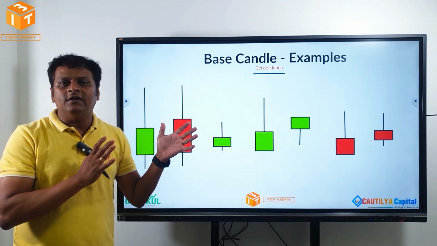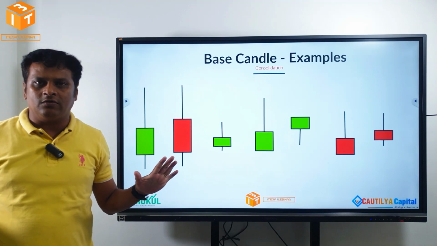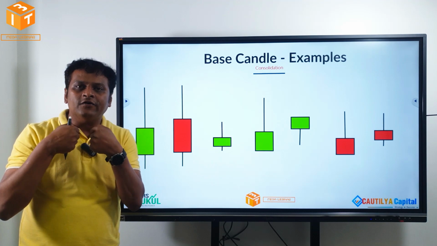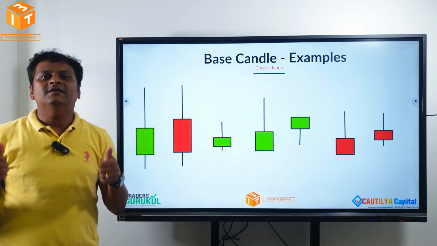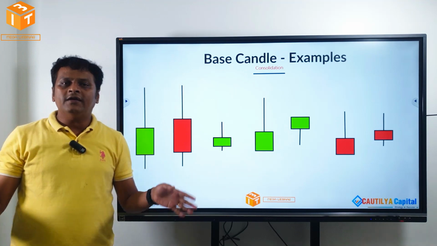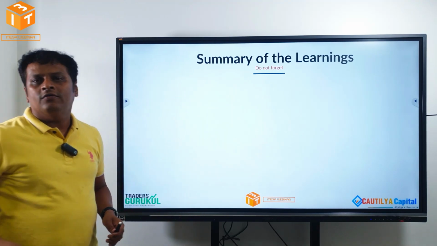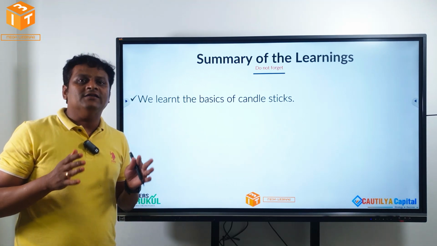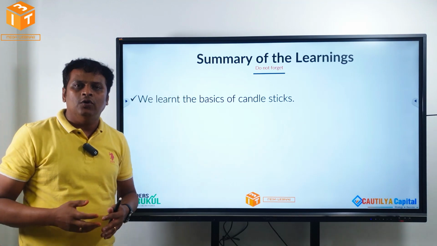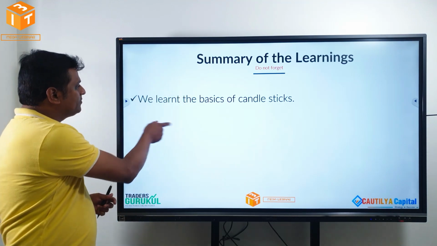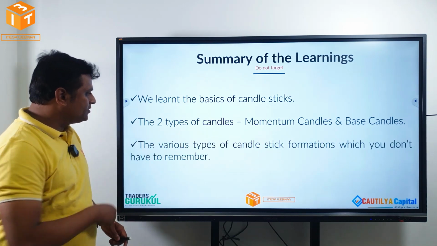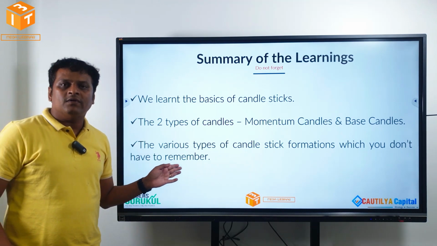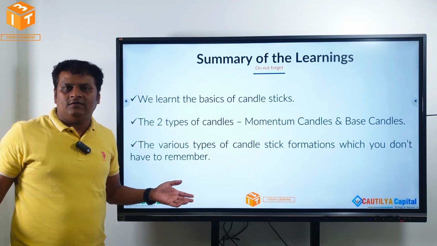A momentum candle is a candle where one person is in control, absolute control. A base candle is a place where buyers and sellers continuously fight for dominance and nobody wins. This is in a nutshell. There are hundreds and hundreds of candlesticks that are available in the world today, but in case of price action story, it all boils down to only two things, the base and the momentum. So those are the things you learnt, and the various types of candlestick formations you don't have to remember. They are insignificant, they are immaterial.